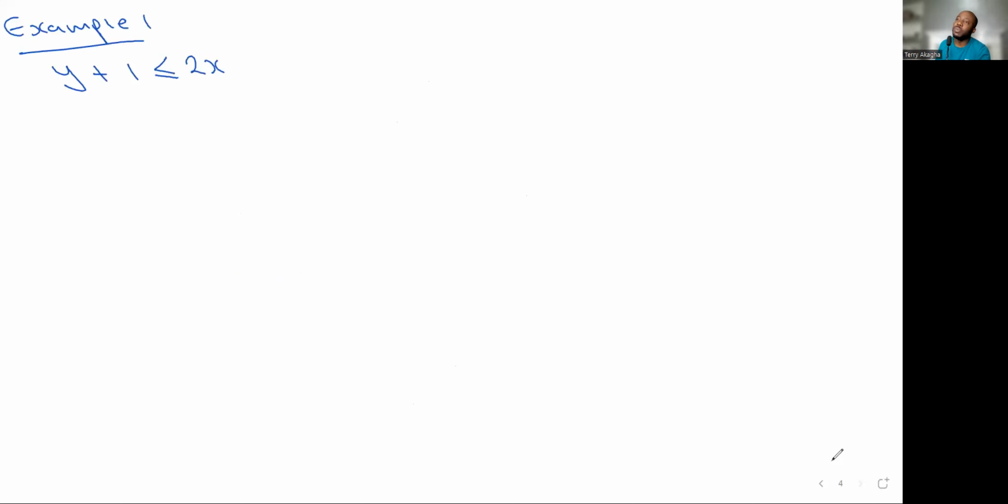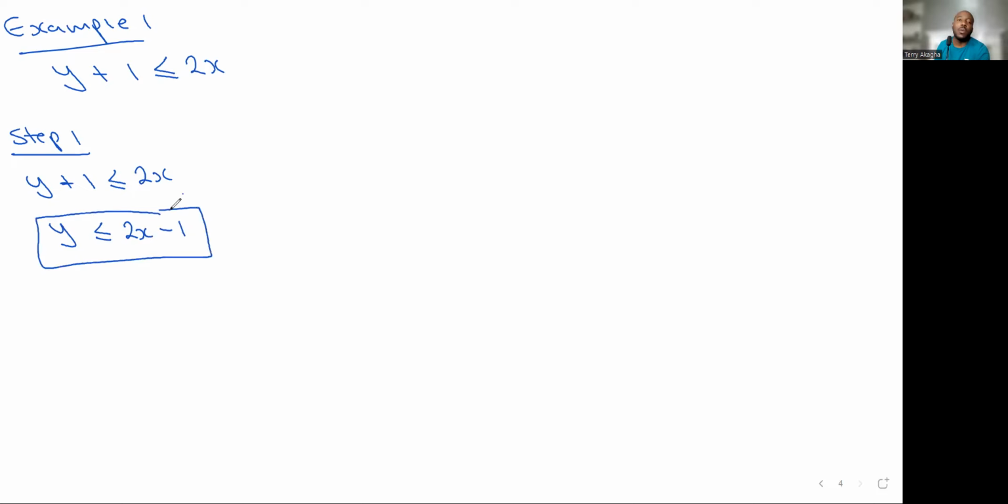So step 1, we have y plus 1 is less than or equal to 2x. Following the rules, I'll take 1 to the other side. The sign will change, but the direction of the inequality will not change. It's very important to look at the direction of the inequality sign. So it's going to be y is less than or equal to 2x minus 1. This is the inequality we're going to use to sketch.